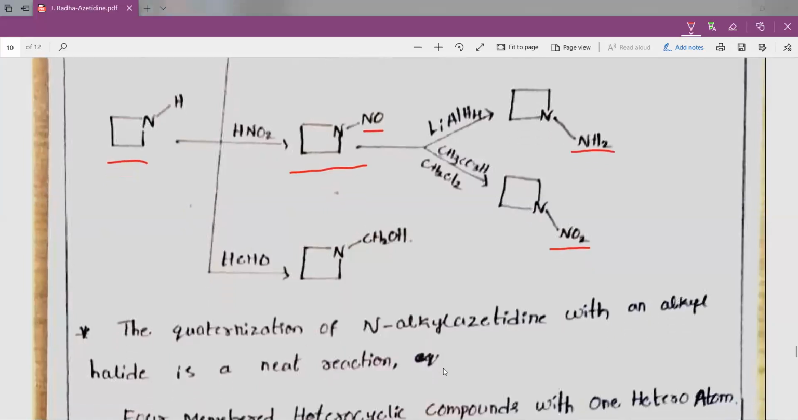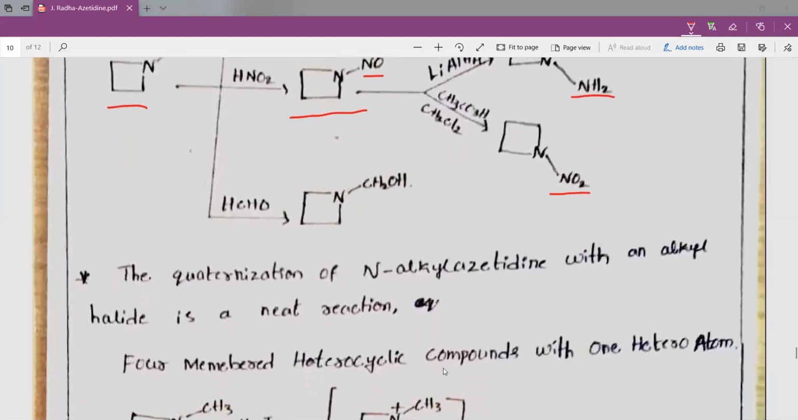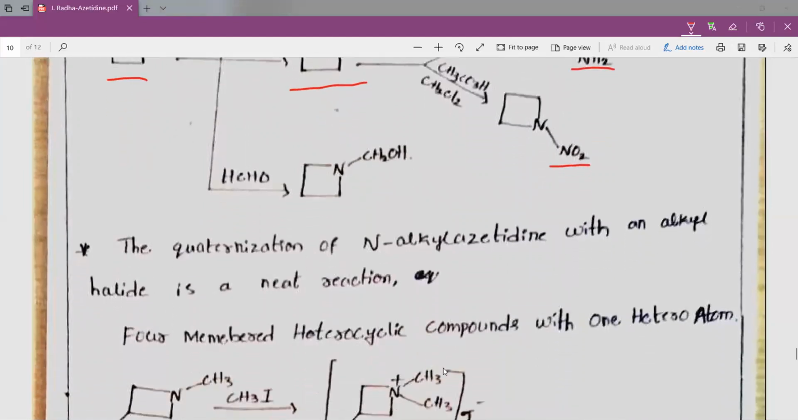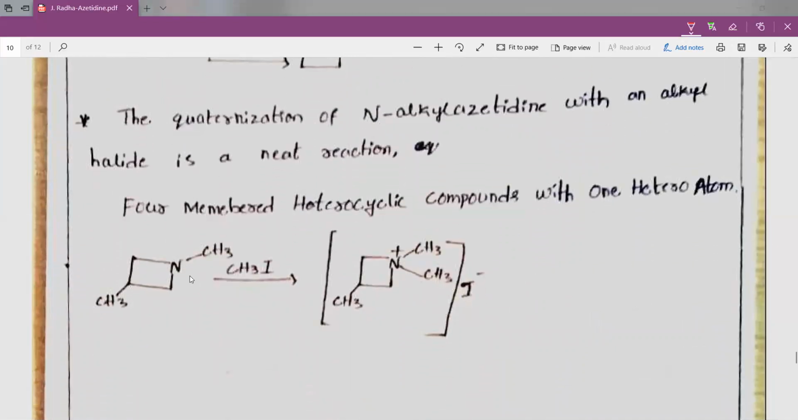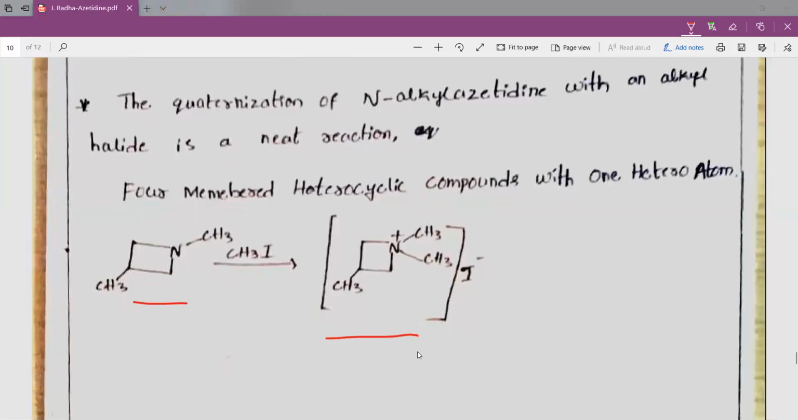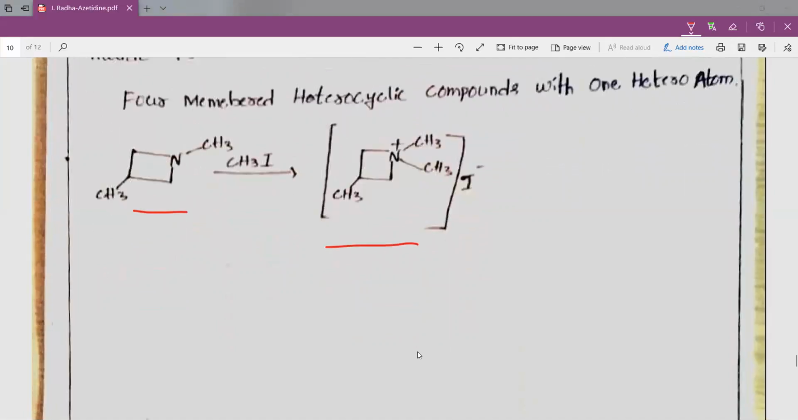Similarly, it can form a quaternary salt. N-methyl azetidine, when treated with alkyl iodides or alkyl halides, forms a quaternary salt. So this is 1,3-dimethyl azetidine; when treated with methyl iodide, an alkyl halide, it forms a quaternary salt. It is a quaternization reaction. The nitrogen atom is basic in nature, so it can form a quaternary salt.